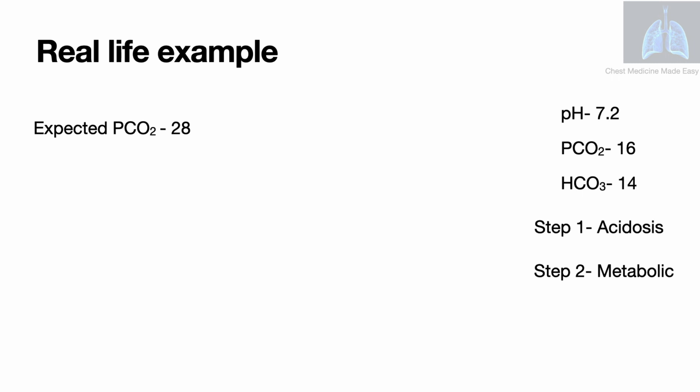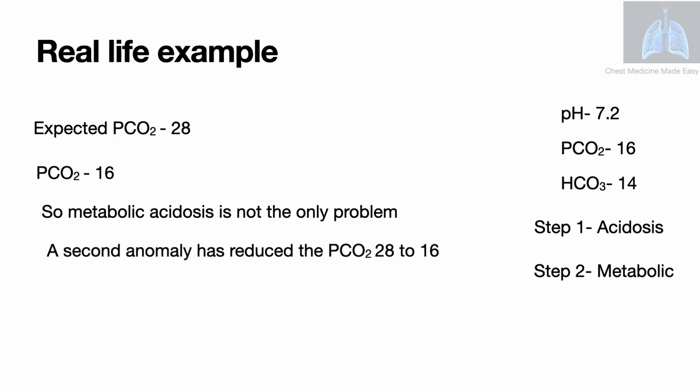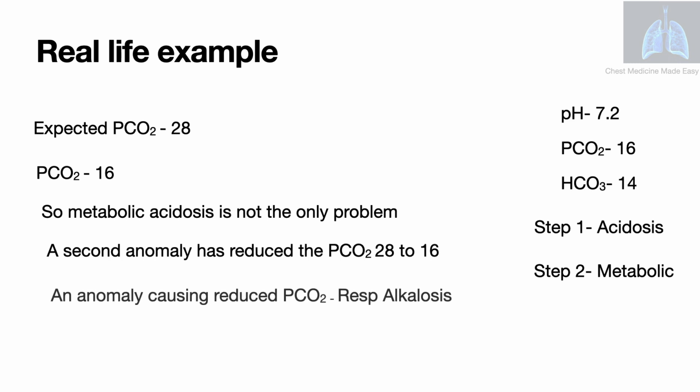But what has happened here? The PCO2 here is 16. So the metabolic acidosis is not the only problem in this patient, because if the metabolic acidosis were the only problem, the PCO2 here would be 28. The patient has a second abnormality which has reduced the PCO2 from 28 to 16. An abnormality causing reduced PCO2 is called a respiratory alkalosis.